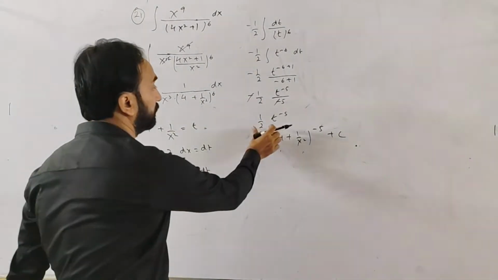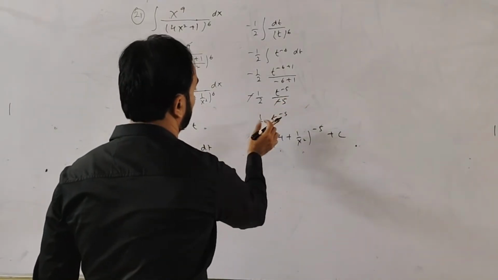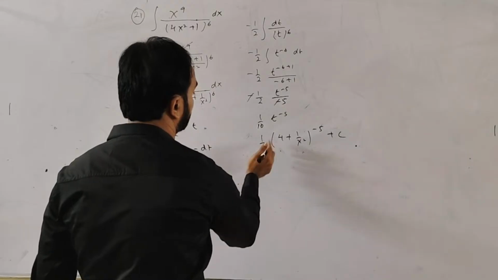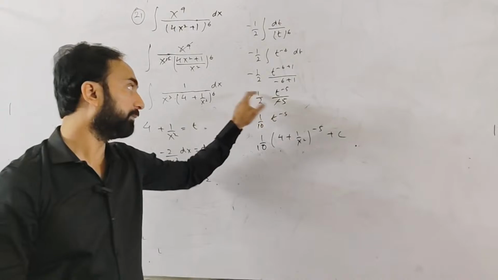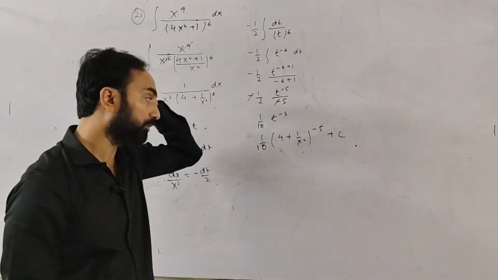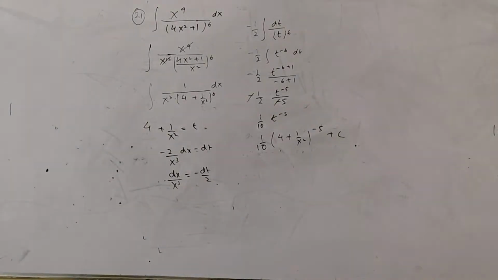Okay, and this 5 is there, so this will basically be 1 by 10. 2 fives are 10. Only the minus and minus become plus now. This multiple should be there. So the answer is 1 by 10 times (4 plus 1 upon x square) to the power minus 5 plus c. Correct? Is it okay? So this was problem number 21.